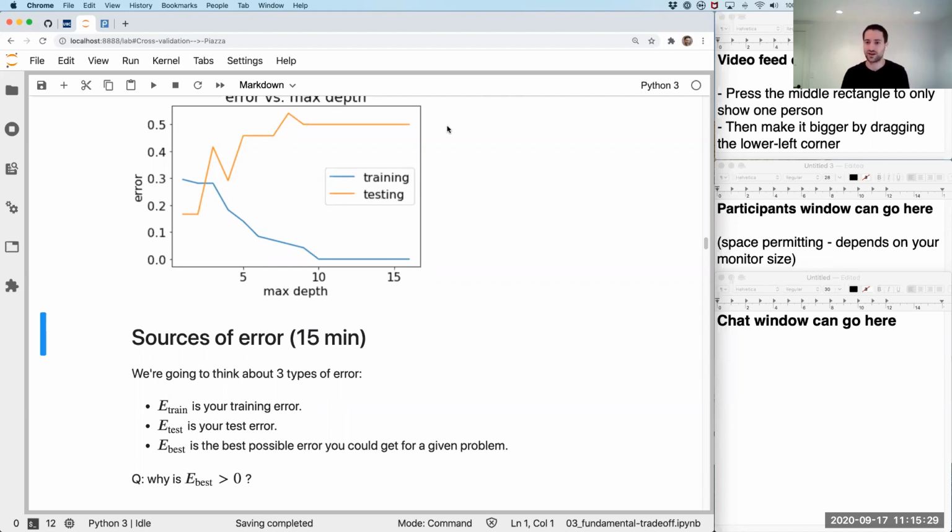So I see a raised hand. If you want to unmute yourself, you will be on the recording. So if you're okay with that, you can unmute yourself. Otherwise, you can type into the chat, which will not be on the recording.